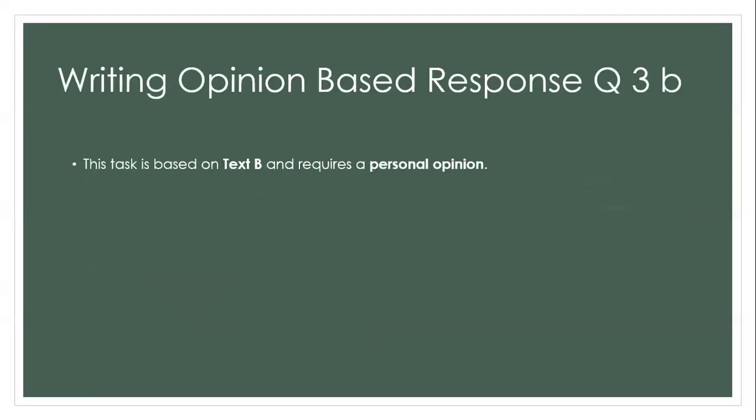Now let's proceed towards our last component of P1, which is question number 3B, known as the opinion-based response. This task is also based on text B and requires a personal opinion, which means that whatever you have read from text B, you're going to make your opinion from there. For example, the text given to you is about screen timing, and the text suggests that an increase in screen timing comes with health hazards, right?